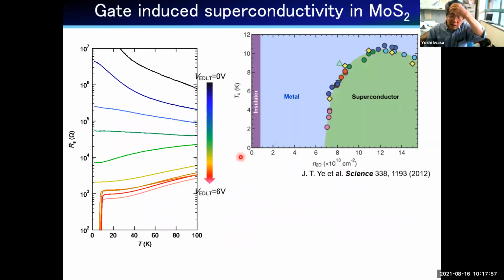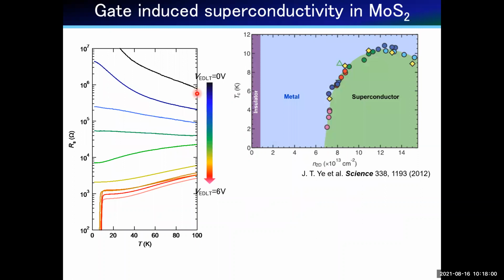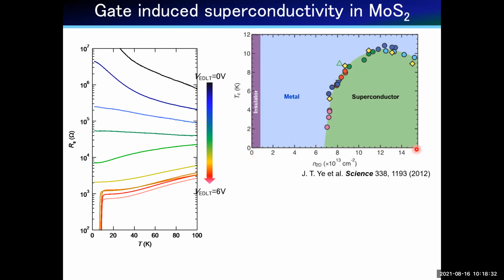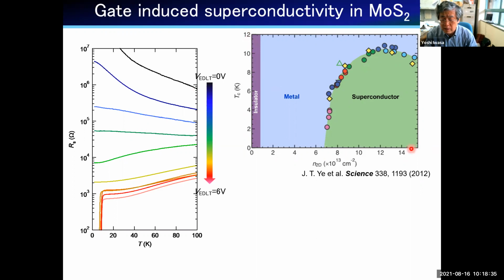So this data shows a very typical temperature dependence of the resistivity curve with different gate voltages. Without applying gate voltage, it shows semiconducting behavior. But once you apply gate voltages, the resistance drops dramatically and finally tunes into a superconducting state. So this is the phase diagram determined by this RT curve, and the Tc versus carrier density measured by the Hall effect, right above the superconducting transition temperature.